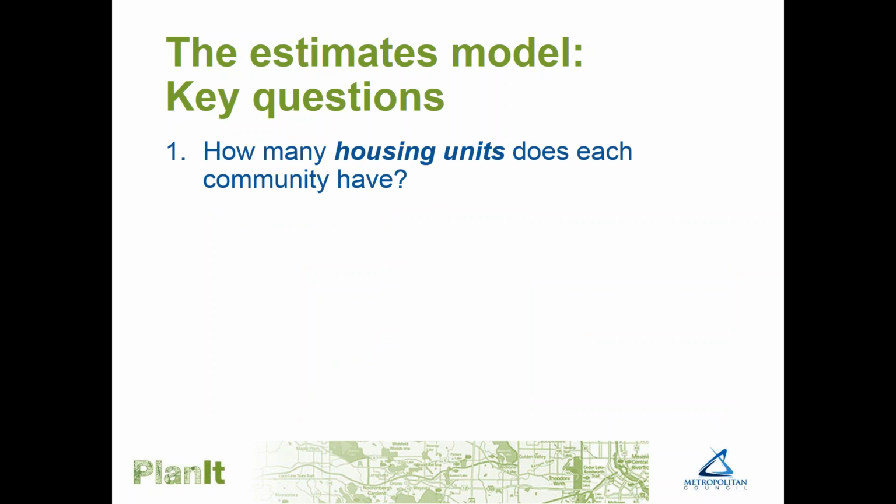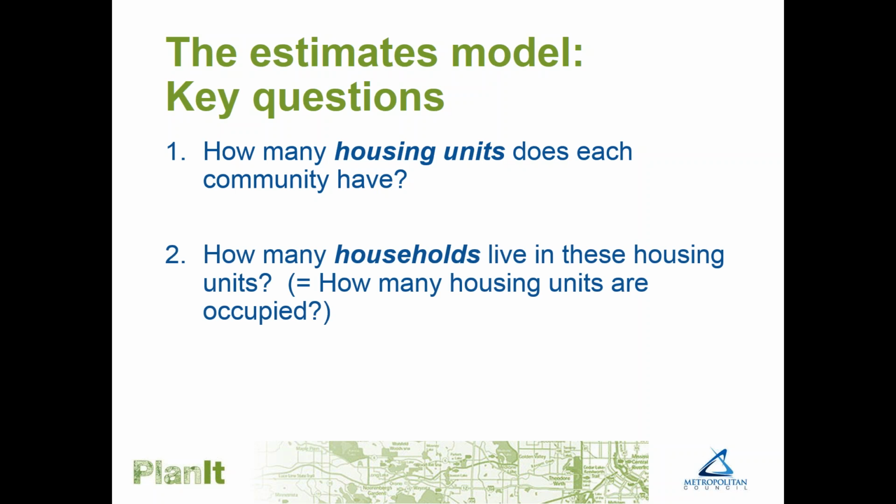Like most agencies that estimate the population for cities and townships, the Council uses what's called the housing stock method. It's based on the idea that housing units don't move around like people do, so they're easier to track. And we can use what we know about different kinds of housing units to arrive at population figures. And in this process, we ask 3 questions. First, how many housing units does each community have? Second, how many households live in these housing units? We saw on the previous slide that households are equivalent to occupied housing units, so this is the same as asking how many of these housing units are occupied.